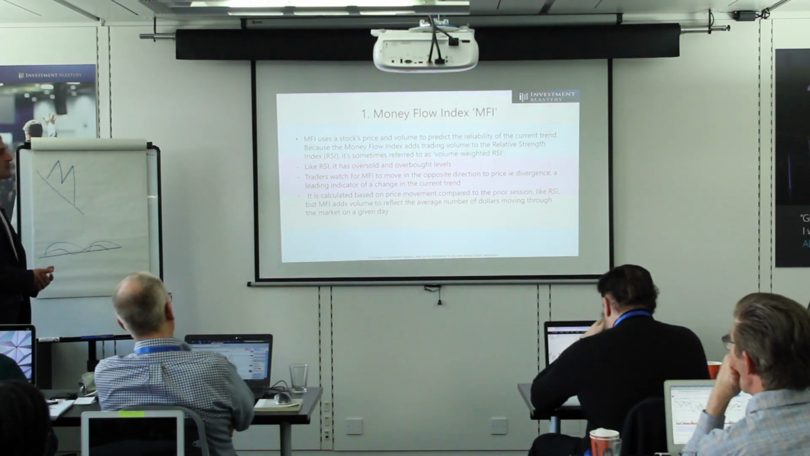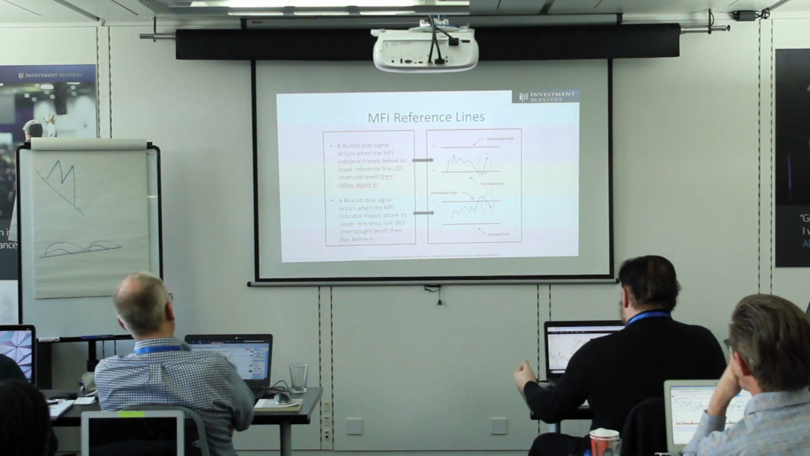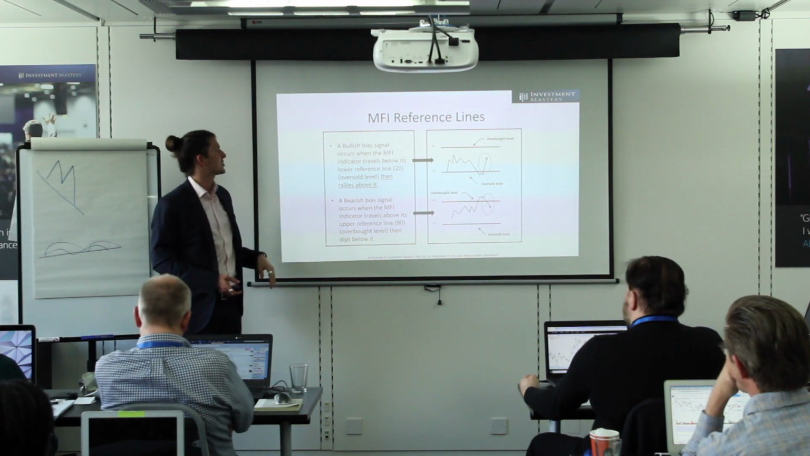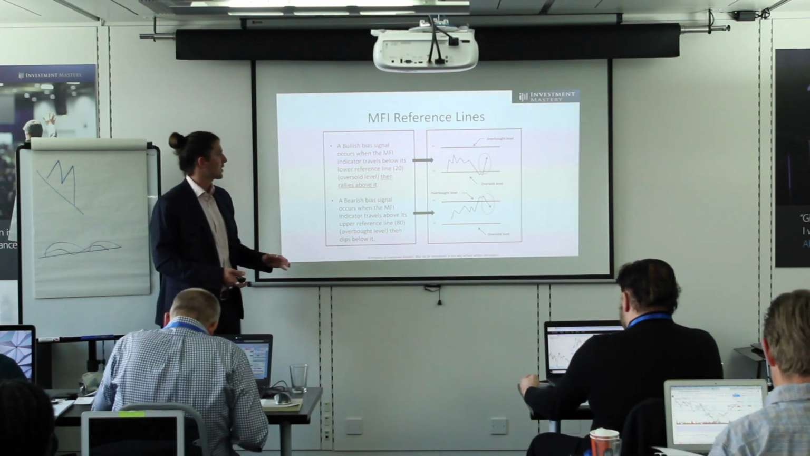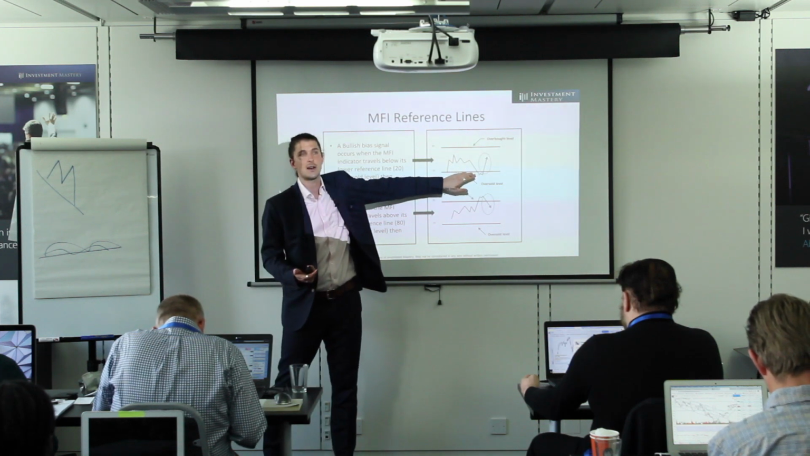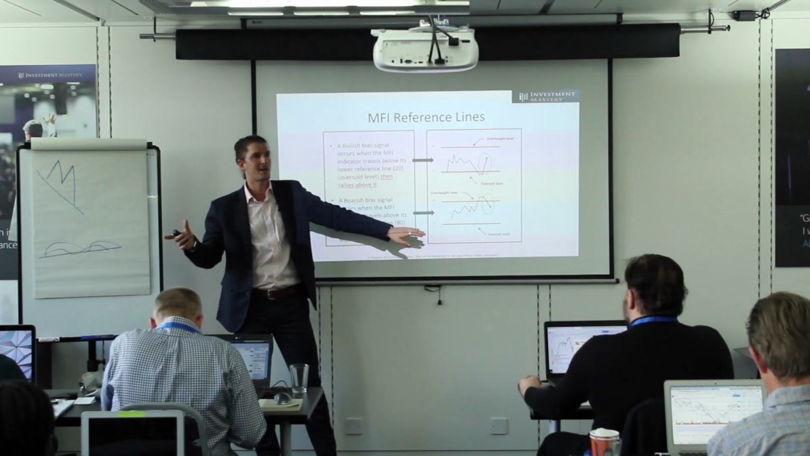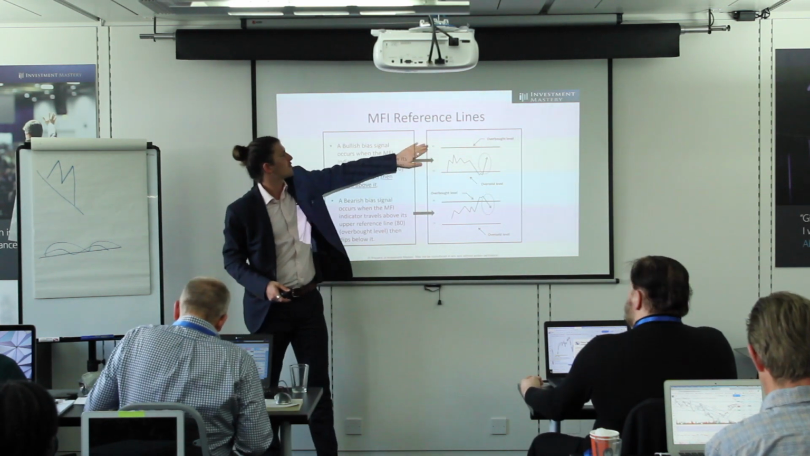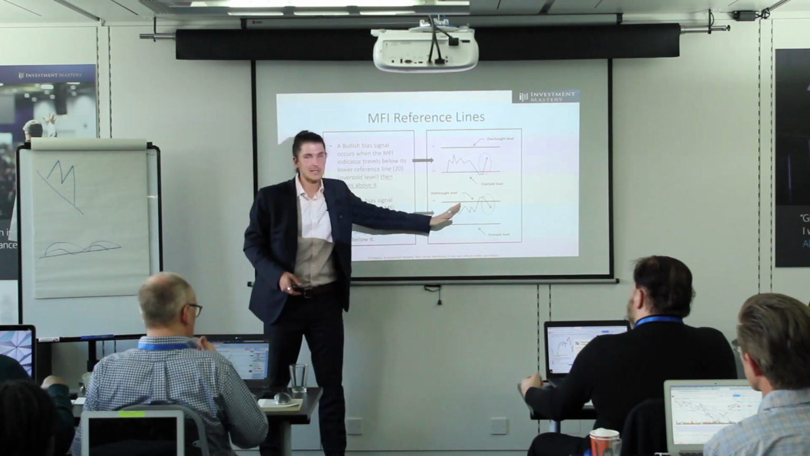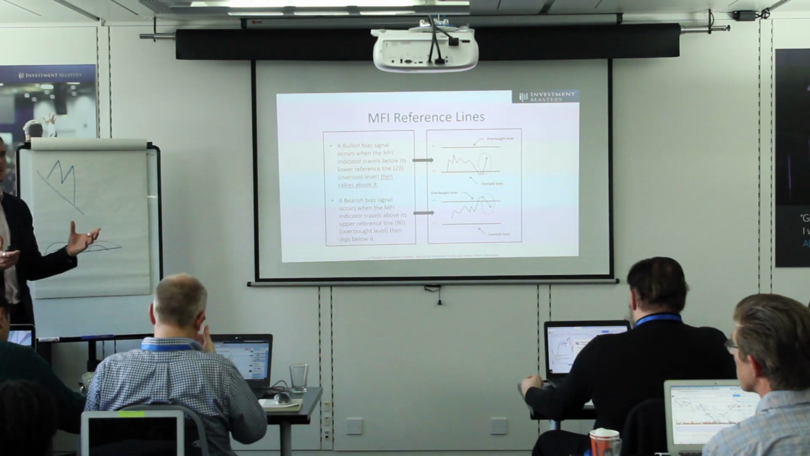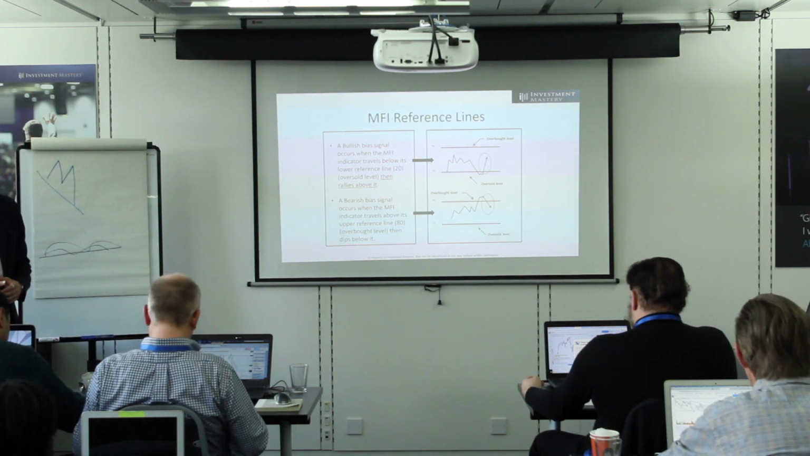But MFI adds volume to reflect the average number of dollars moving through the market on a given day. So it works this way, right? A bullish signal occurs when the MFI indicator travels below the reference line, which is 20, oversold, and then rallies above it. It's the same readings as the RSI, just the mathematical formula is a bit different. So you see oversold levels below 20 and overbought levels above 80. You just look for these. If you add both of these on TradingView, it will show you that automatically because it makes the calculations by itself, which is very good.